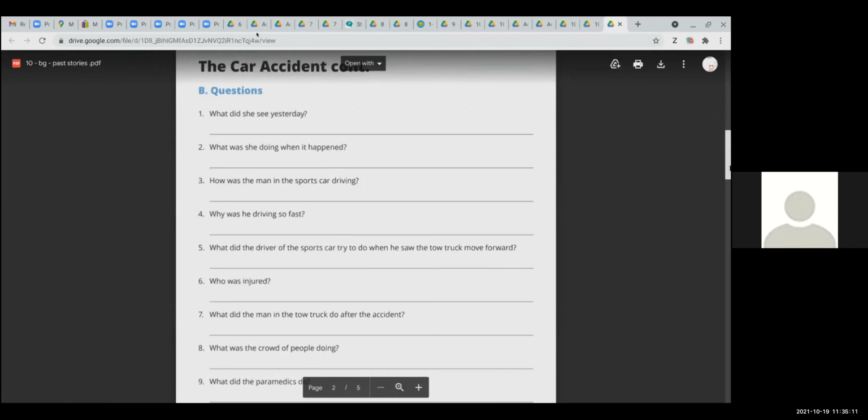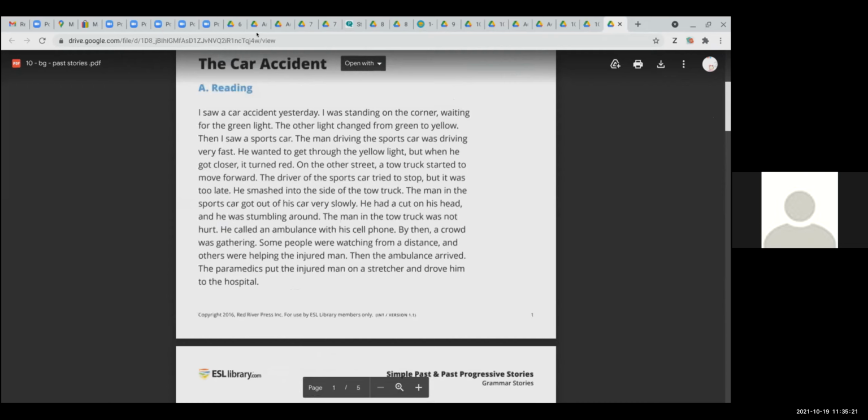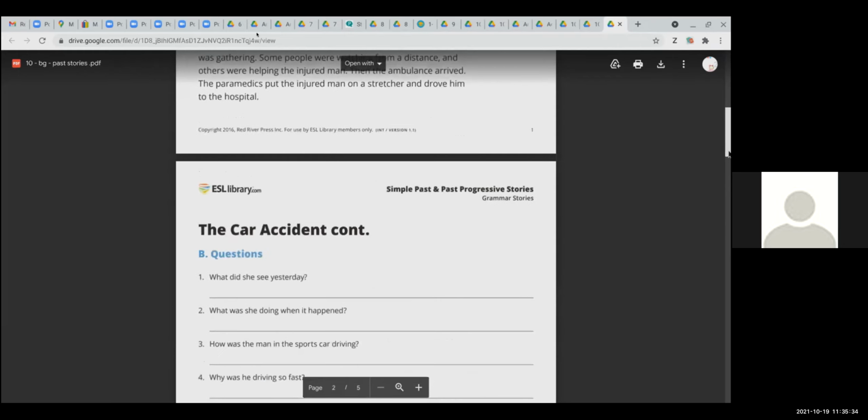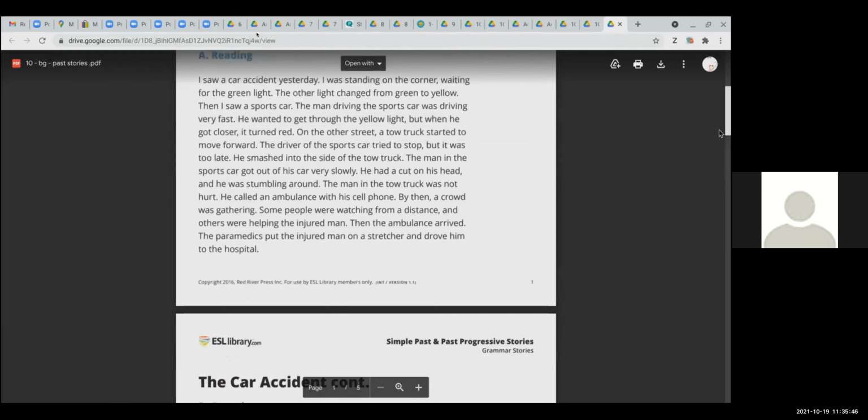And then, why was he driving so fast? He wanted to get through the light. And then, what did the driver of the sport car try to do when he saw the train move forward? The driver of the sport car tried to stop. The driver of the sport car tried to stop.